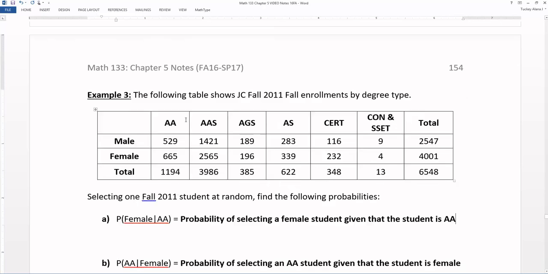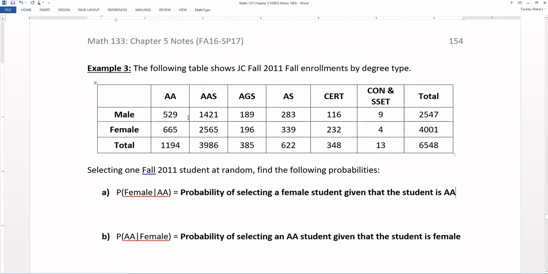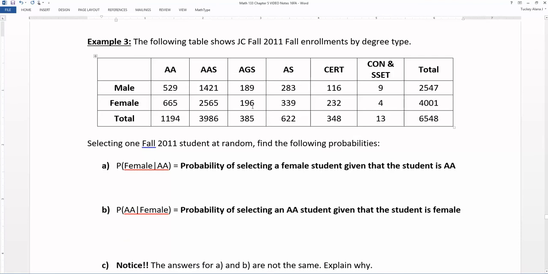Continuing on with our conditional probabilities, we have a contingency table here, and we want to be able to find conditional probabilities from this contingency table. As a matter of fact, contingency tables are one of the places where conditional probabilities are very important for real life data and statistical applications. So we have seen this table before.